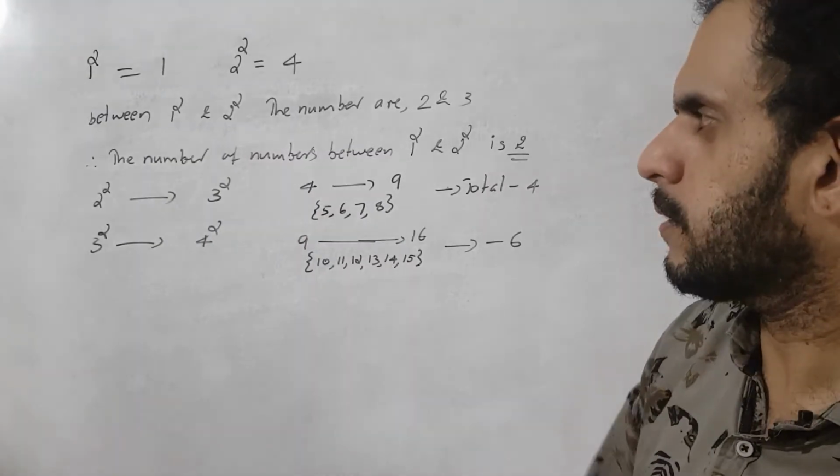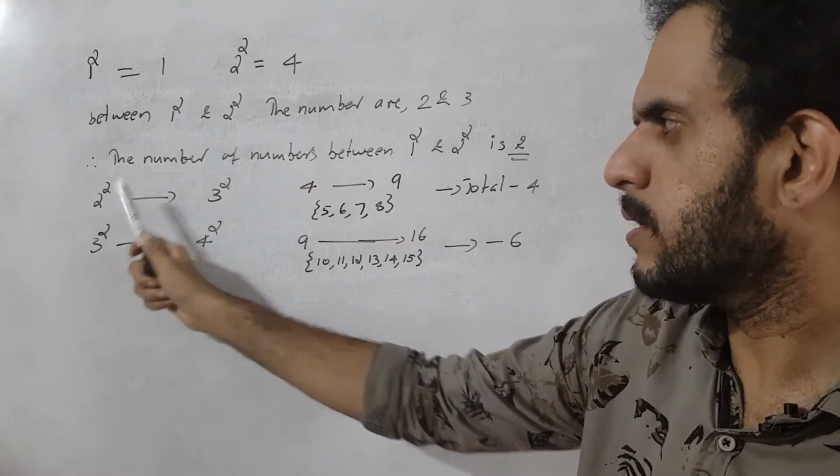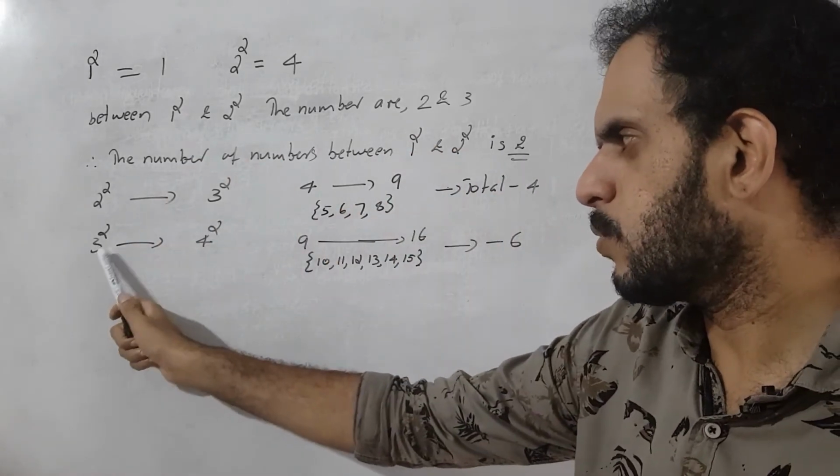That means 1 into 2 is 2. 2 into 2 is 4. 3 into 2 is 6.